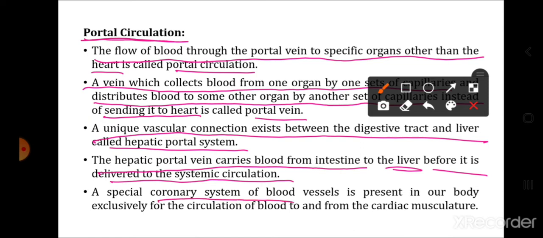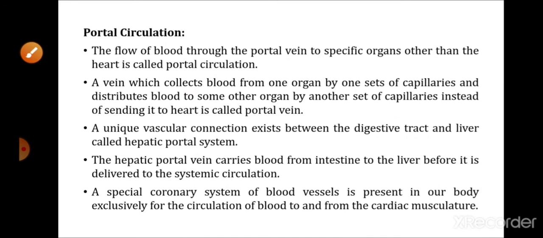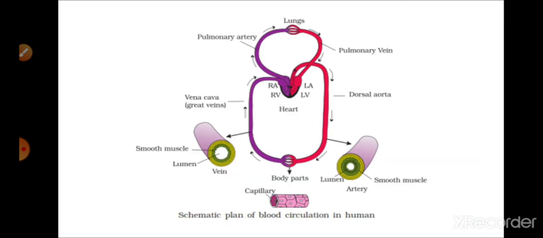A special coronary system of blood vessels is present in our body exclusively for circulation of blood to and from the cardiac musculature. Already हमने study किया कि there are coronary arteries which supply blood to the wall of the heart, and there is the coronary sinus which brings the deoxygenated blood from the wall of the heart and opens into the right auricle. So there is a special coronary system जिसका काम है oxygenated blood को wall of the heart में पहुंचाने का, and deoxygenated blood from the wall of the heart be returned to the heart. So normal double circulation है, portal circulation है, as well as we have the coronary circulation too.